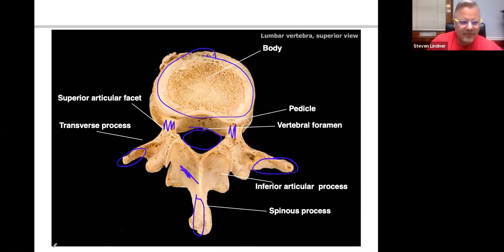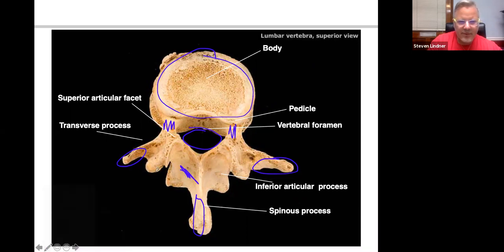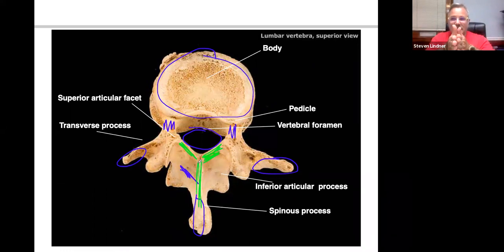Actually, let me change the color. Let's make this one red. We'll make it green. This and this, these are lamina. Two lamina come together, they fuse, and they form the spinous process. Laminas come together and form the spinous process. Okay.